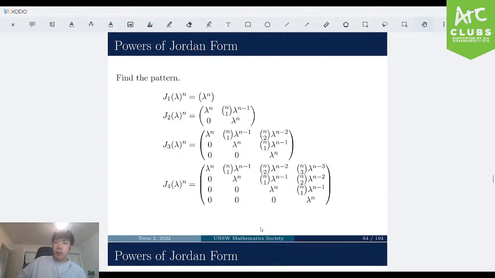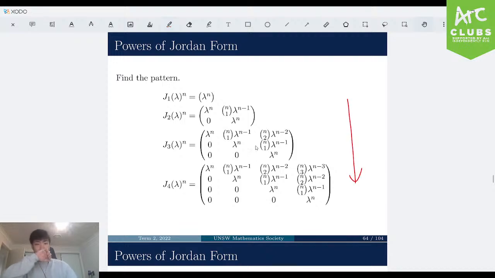Next, looking at powers of the Jordan form, I've put on this slide j1, j2, j3, and j4 to the power of n, and let's see if we can detect what the pattern is. So for j1, it's just lambda n. For j2, it is lambda n on the diagonal, and then n choose 1 lambda n minus 1 on the super diagonal. And for j3, you have lambda n on the diagonal, and then n choose 1 lambda n minus 1 on the super diagonal, and then n choose 2 lambda n minus 2 on the one above that. Okay, and we keep going. As we keep going, the same pattern repeats.